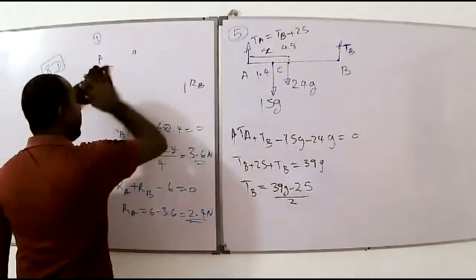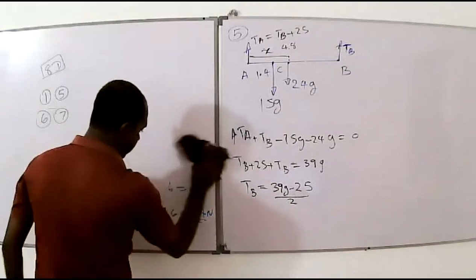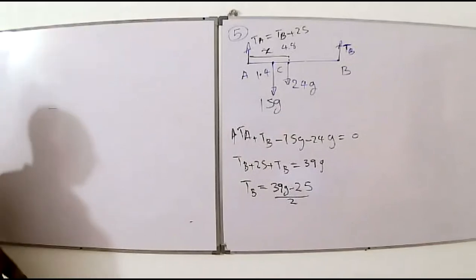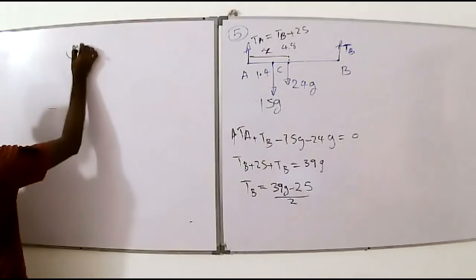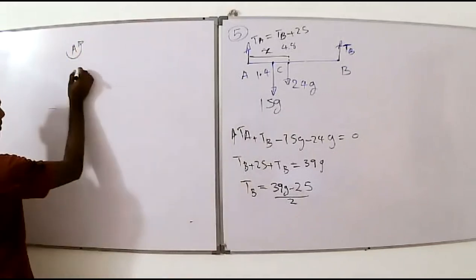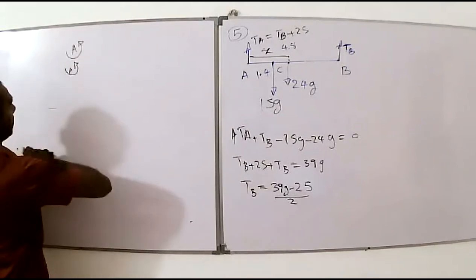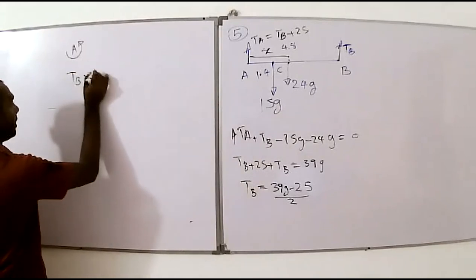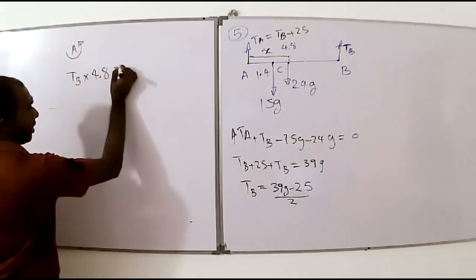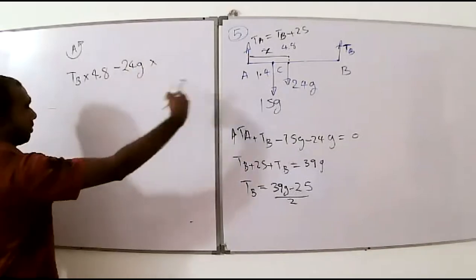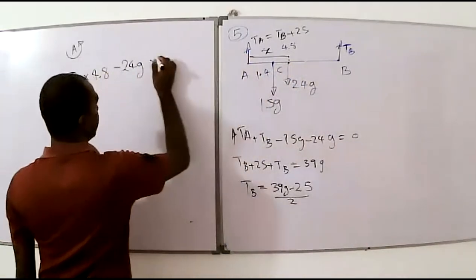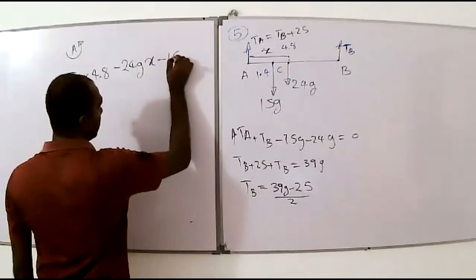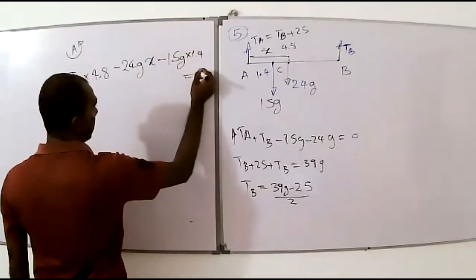Then using this, we have to find the length X. If you take the moments around A, you can use the tension at B. Taking anticlockwise around A: TB into 4.8 minus 24G into, we don't know the center of mass, so I take that length as X, minus 15G into 1.4. That total is equal to 0.